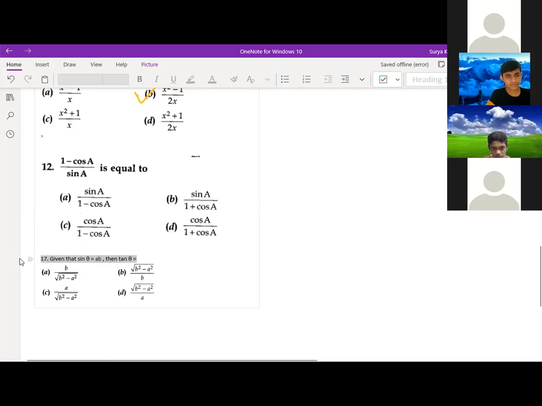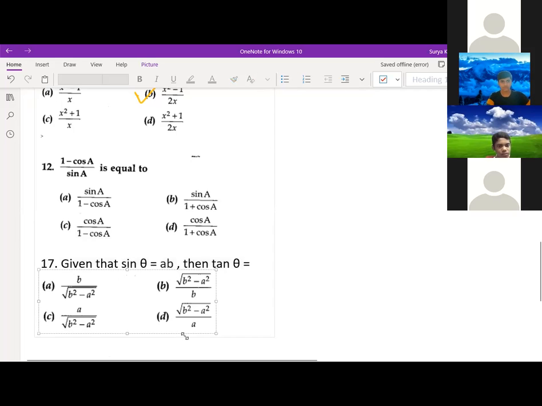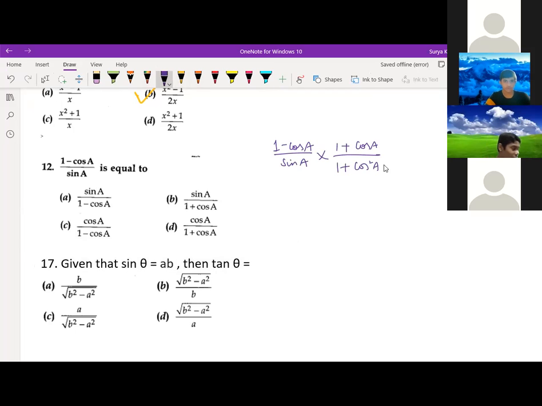Rest all children, what you are getting? Others, what to do in this question? 1 minus cos A divided by sin A into, you can reciprocal, you can do rationalization, you can do 1 plus cos A by 1 plus cos A. So numerator part, what do you get? 1 minus cos square A divided by sin A. This is not square, this is 1 plus cos A. So the upper part is sin square A. So this becomes sin A only divided by 1 plus cos A.